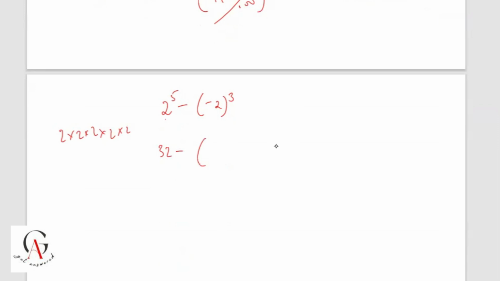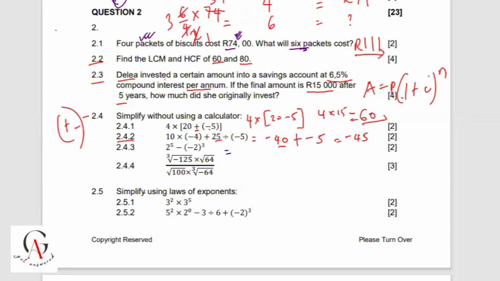We are subtracting negative 2 times negative 2 times negative 2. A negative and negative gives us a positive, and positive and negative will give us negative 8. We simplify this, which is 32 minus negative 8, minus and minus will give us a plus. So our answer should be 40.